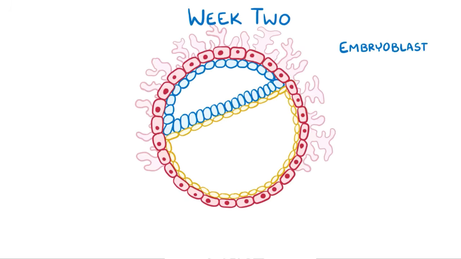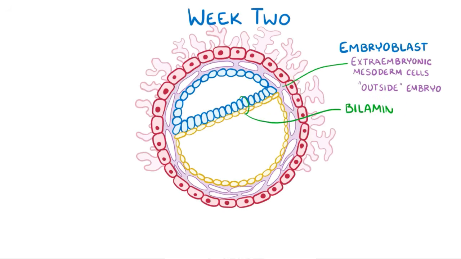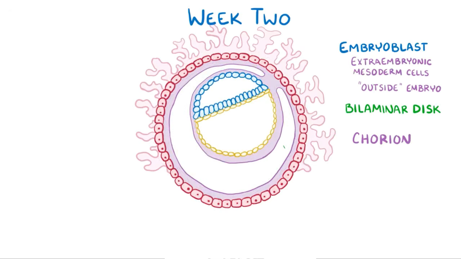Cells from the epiblast layer start to differentiate into extraembryonic mesoderm cells, named that because they're outside of the developing embryo. These are some of the earliest mesoderm cells, and they start to form even when the embryoblast itself is a bilaminar disc. These mesoderm cells line the inside of the cytotrophoblast and syncytiotrophoblast, and form the chorion. And a space starts to form that'll eventually become the chorionic cavity.